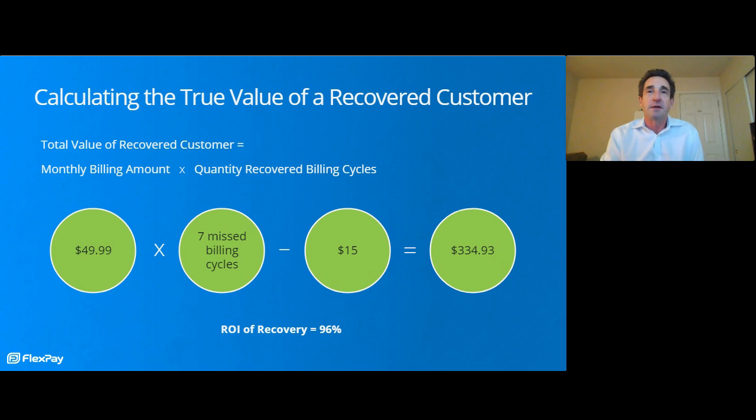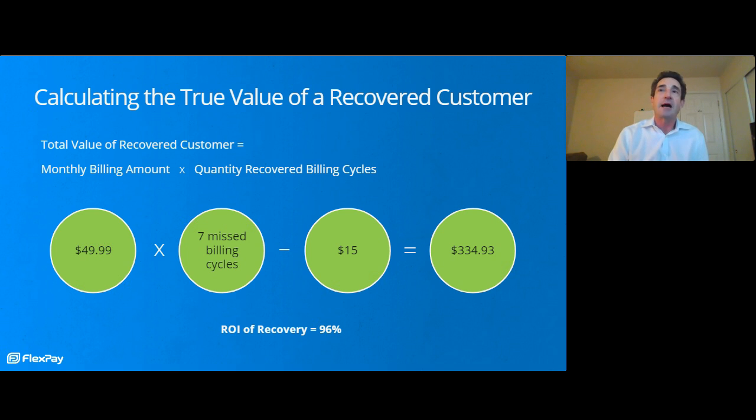Now, it should be immediately obvious that when customers that are lost to failed payments can be recovered, there's enormous amounts of revenue that's unlocked in future payments. The other key insight is that the ROI of this recovery is incredibly high. In fact, think about what the ROI of an acquired customer is versus the ROI of a recovered customer. The ROI of a recovered customer is massively more profitable for you as a business.